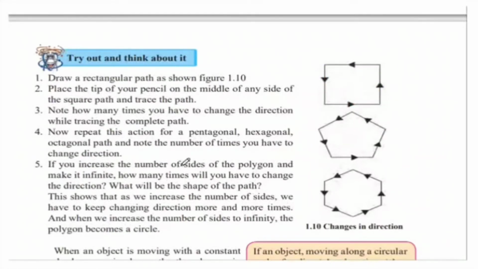If you increase the number of sides of the polygon and make it infinite, how many times will you have to change the direction? What will be the shape of the path? So now this is 4 times and then this would be 5 times, 6 times, etc. So if the number of sides is infinite, how many times will you have to change the direction? That will be infinite times. And what will be the shape of the path? If you think carefully, if you have to change the direction infinite times, you will get a circle.